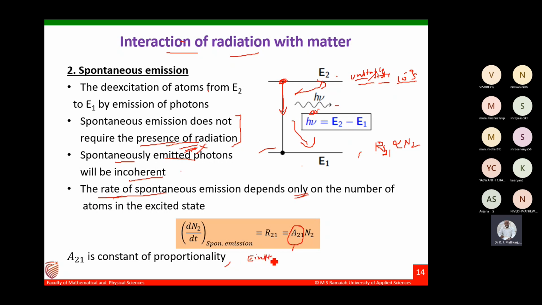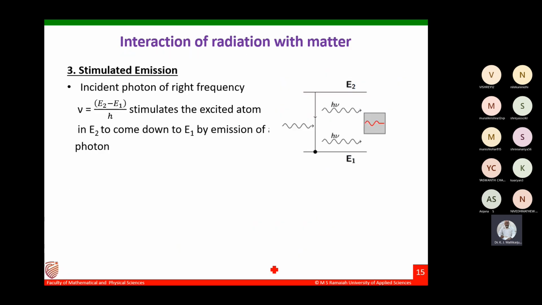Therefore, A21 is the constant of proportionality, also called Einstein's coefficient of spontaneous emission, A21. Please remember, in the earlier case, what equation did we write for dN1 by dt for induced absorption? The notation was B1, here A. We should distinguish them. A21 is called the Einstein coefficient for spontaneous emission.